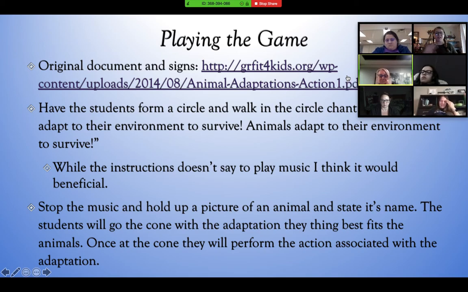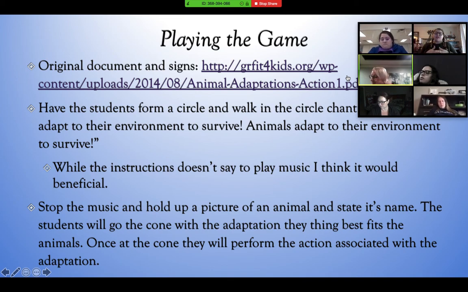And then you would stop the music and you would hold up a picture and state the name of that animal. Also a fact if you want to. And the children would run to the cone that they think the adaptation is and start doing the activity that goes with that adaptation.